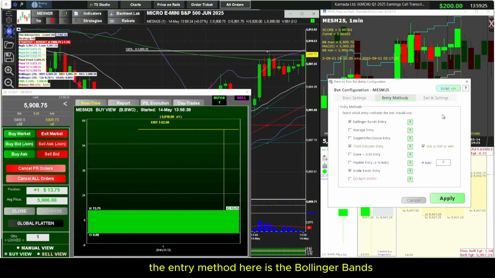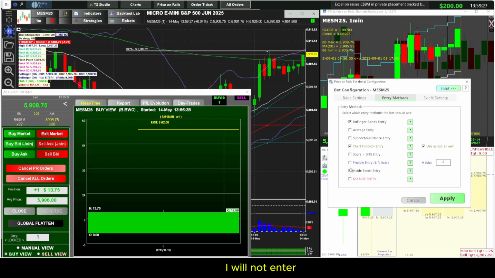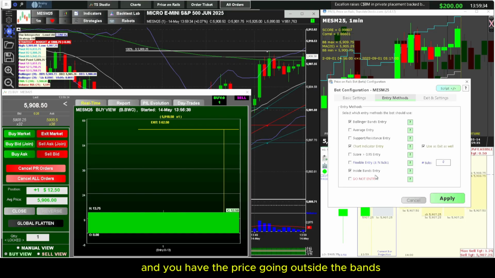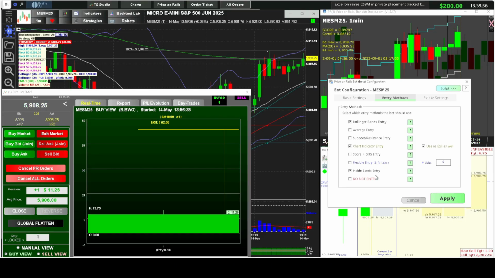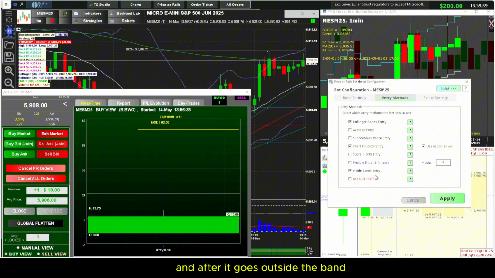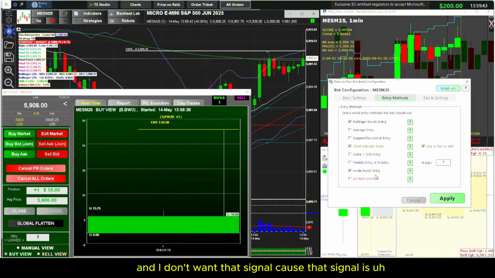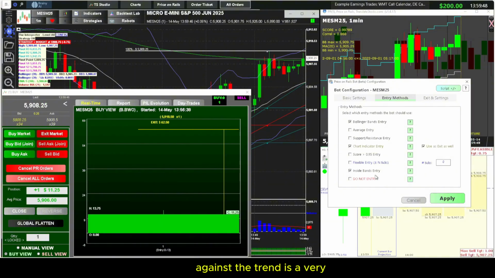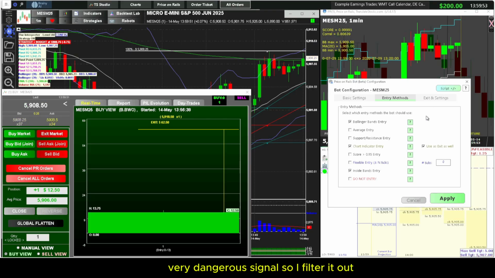The entry method here is the Bollinger Bands. The agent will not enter outside the bands. Sometimes you have a lot of volume and you have the price going outside the bands, the upper or lower band, and after it goes outside the band, it triggers a signal. And I don't want that signal, because that signal is against the trend, a very, very dangerous signal. So I filter it out because I'm trading with Bollinger Bands.